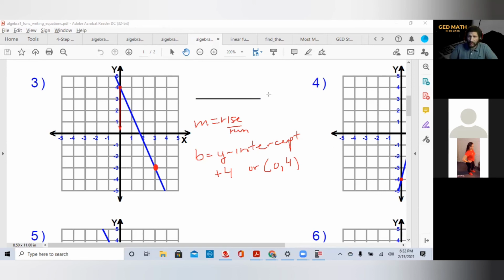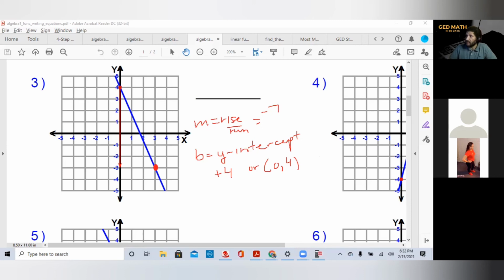And we got to go 1, 2, 3. Oops, I'm sorry. Let me undo. I let the mouse go. 1, 2, 3, 4, 5, 6, 7. So our rise would be what? What would our rise be? -7 over 3. Okay, so no, our rise is -7.